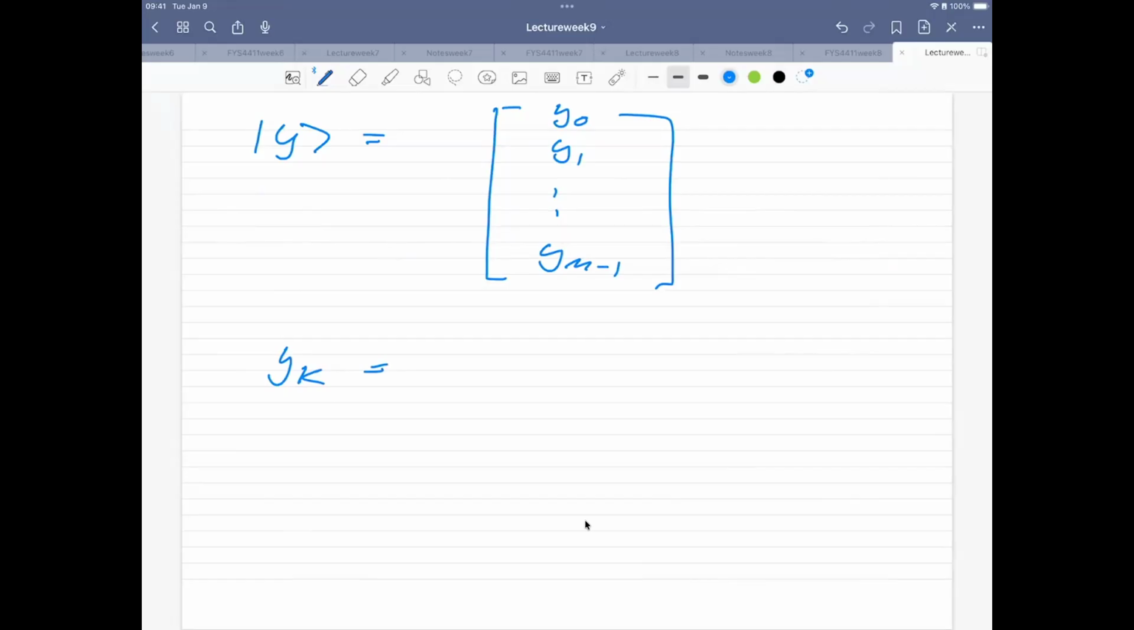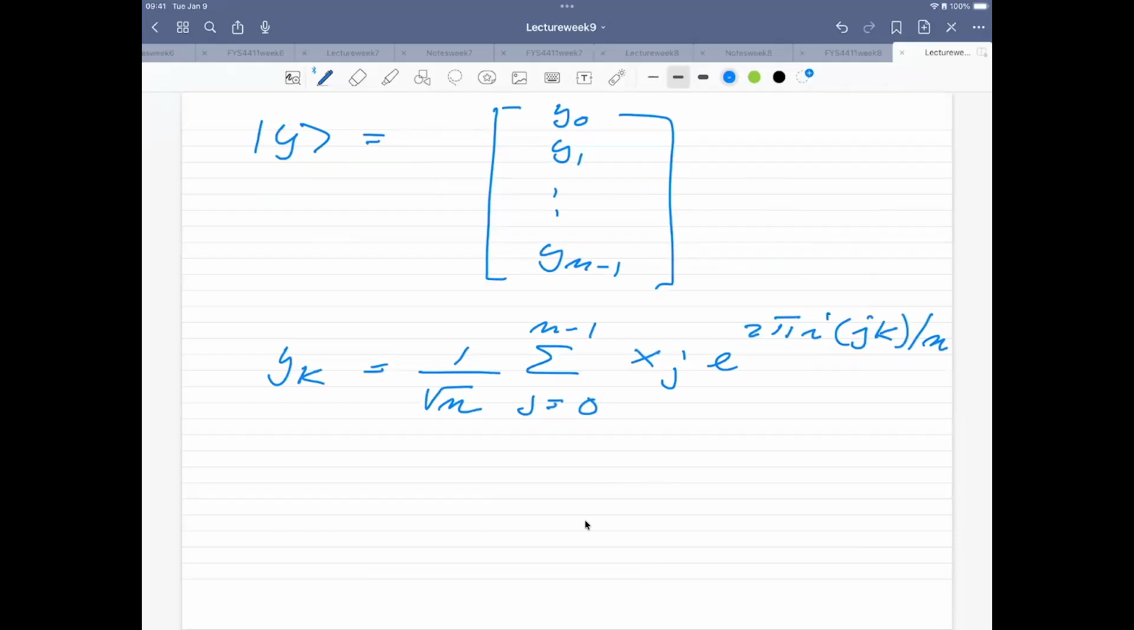This is actually given by a discrete Fourier transform, 1 over square root of n, and then I have a sum from j equals 0 up to n minus 1. This is multiplied with xj. And then I have e, and now I'm setting up the Fourier transform, so 2 pi times i, and then j multiplied with k divided by n. And this is the basic expression which we have.